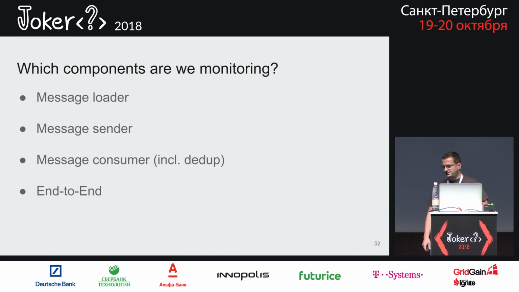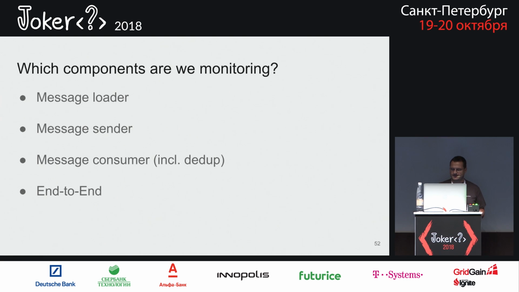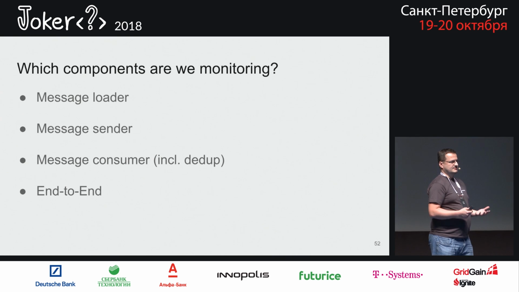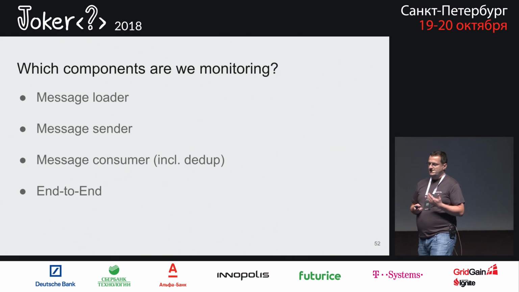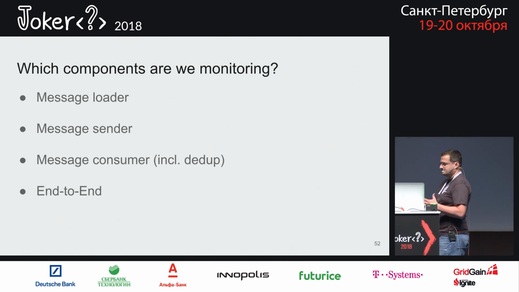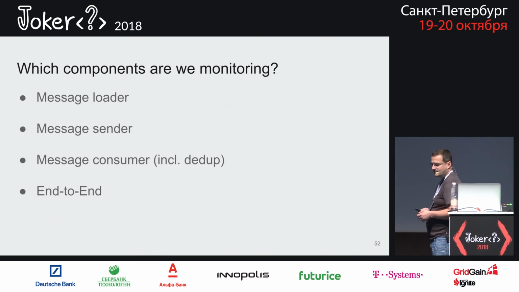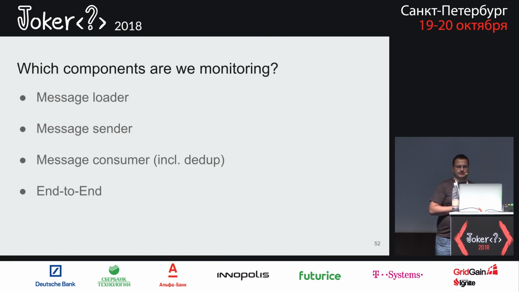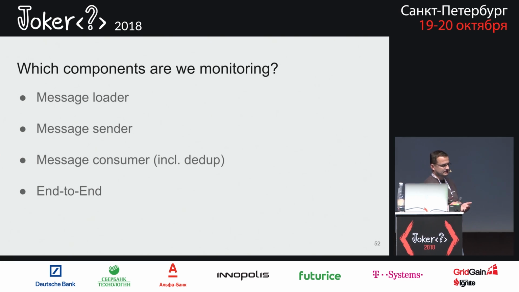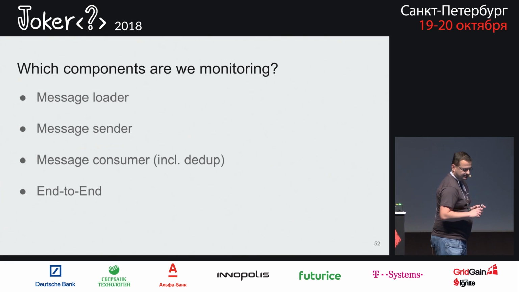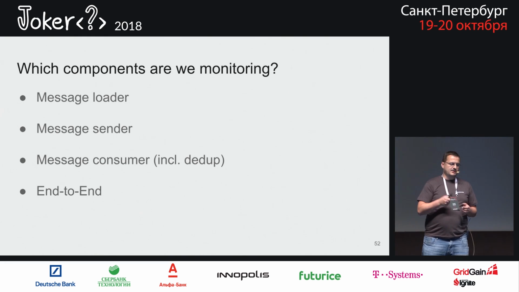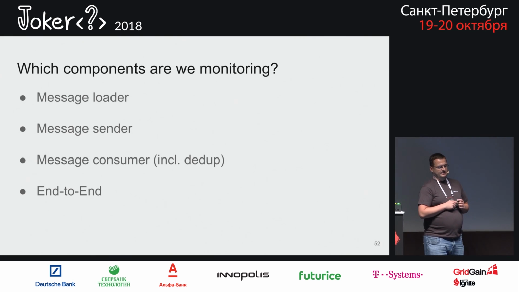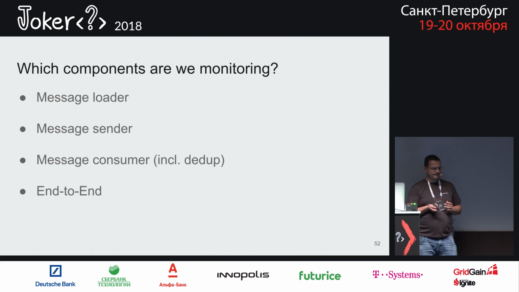So first of all, which components do we have and which components are we monitoring? We have a message loader, essentially a process that pulls the database and loads those messages into memory. Then we have the message sender, which takes those message batches and just pushes them out to Kafka. And we have the message consumer, which needs to pull from Kafka and do the deduplication. And obviously we are also interested in end-to-end performance.